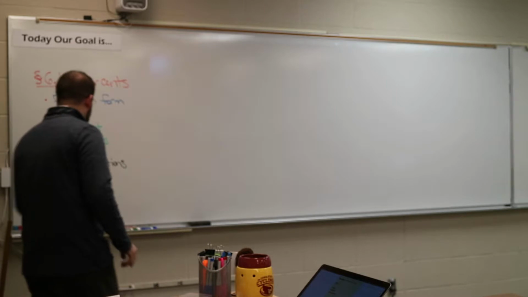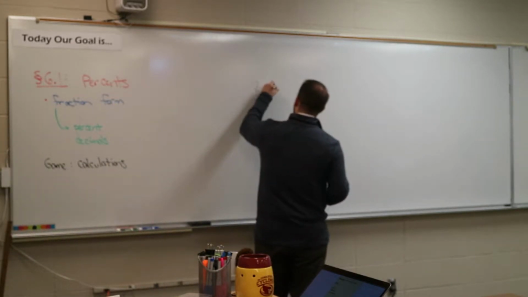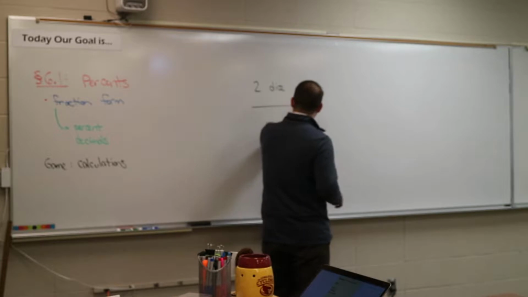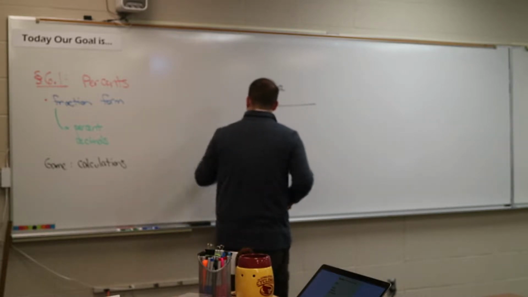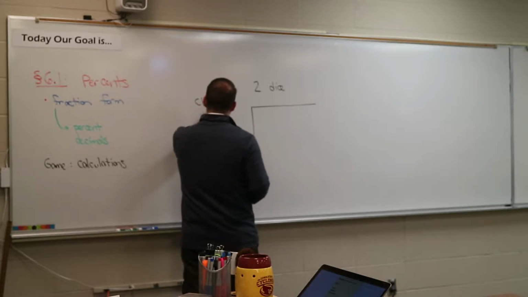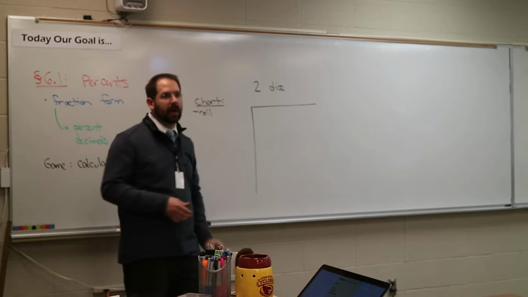Okay, here's the chart I'd like you to have. Okay, in our game today, we are going to be rolling 2 dice. So let's think about this. I would like us to make a chart. So we're going to make a chart that represents our 2 dice. It's going to represent what we would actually roll if you had 2 dice in your hand.